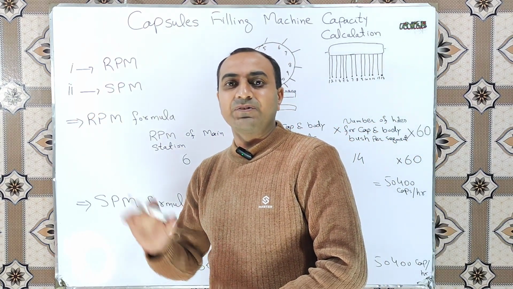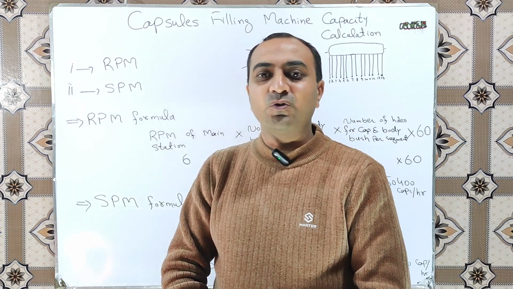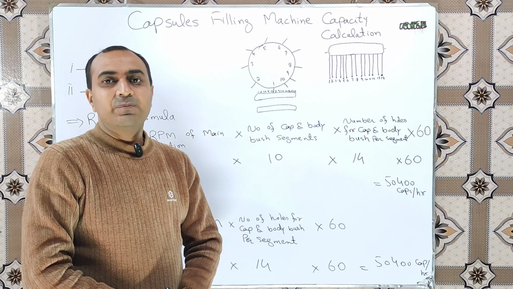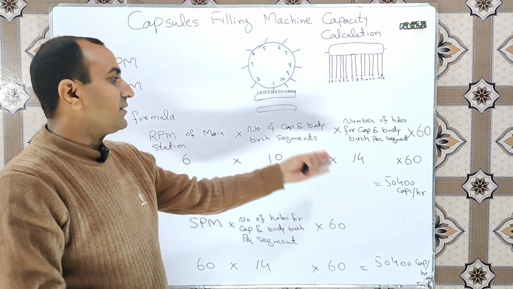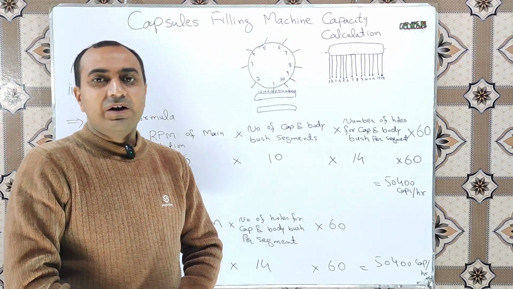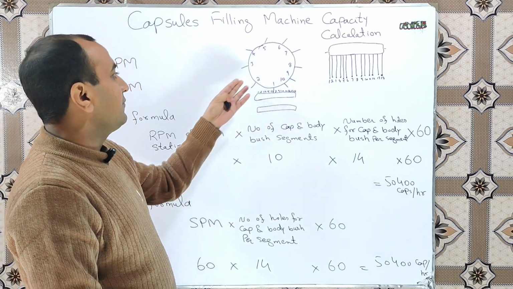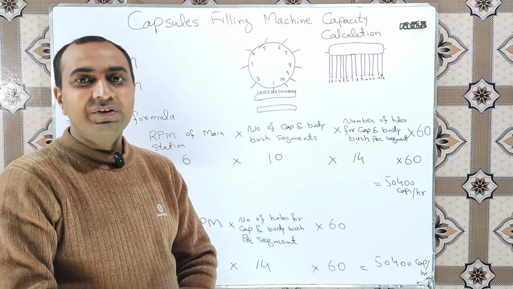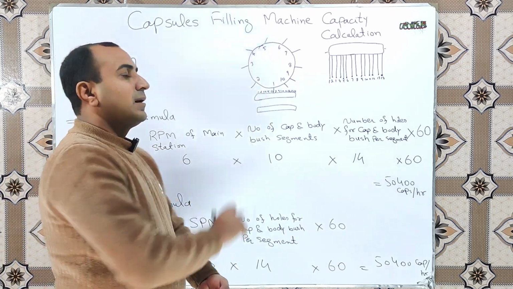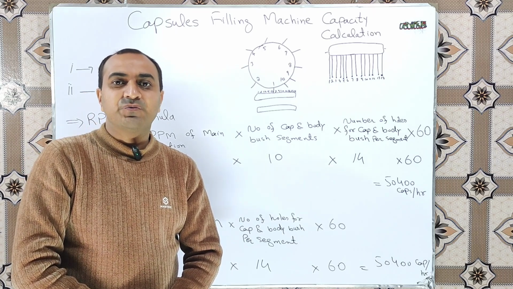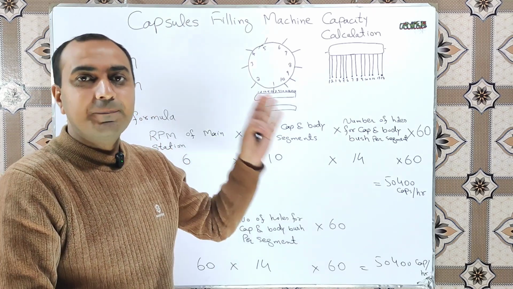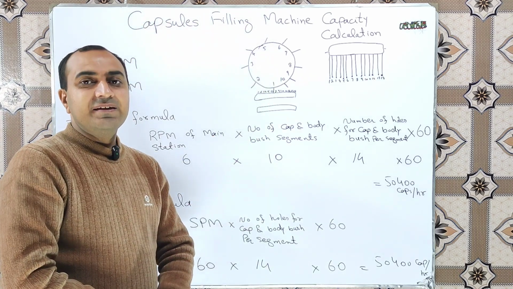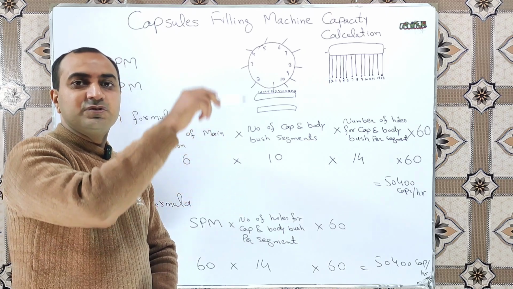To understand the capacity calculation formulas, first of all you must be familiar with the basic structure of the capsule filling machine, which will be helpful for you to understand the terms used in the formula. For a capsule filling machine, basically we have a main rotating station which has different segments, and each segment contains cap bushes and body bushes where our caps and bodies are placed during the capsulation process. So this is the main station and it is the rotating station.